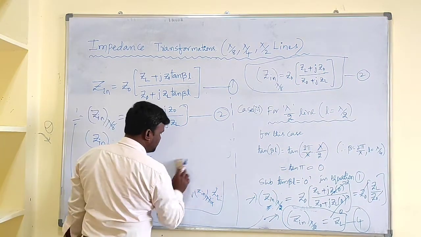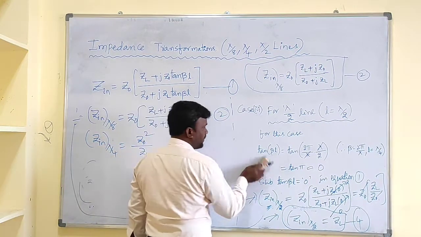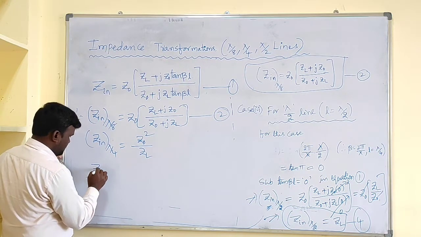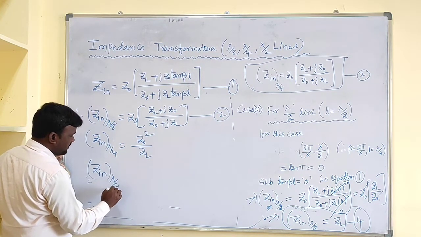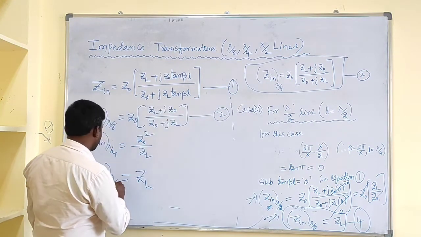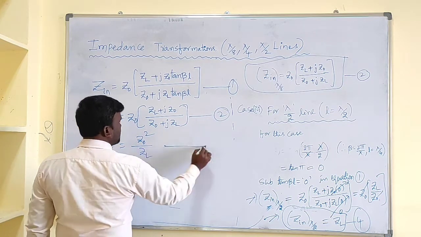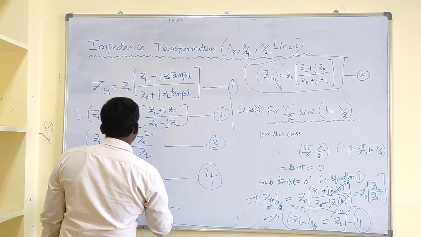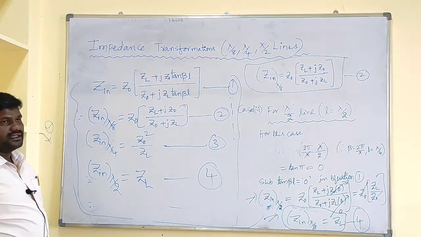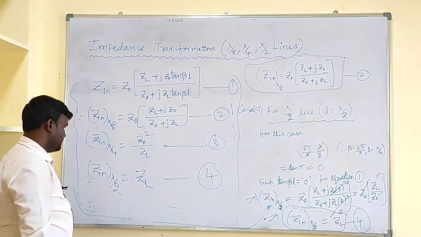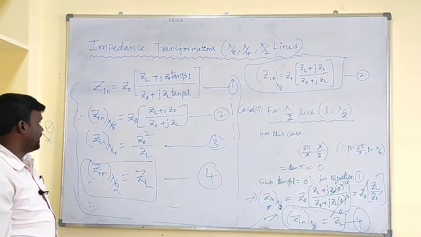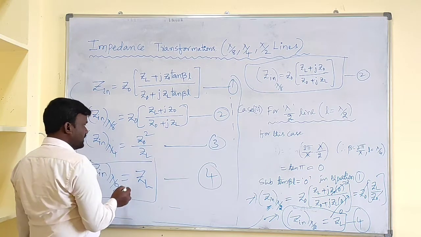Now let us go for Zin of the lambda by 2 line. Just now we derived that Zin for the lambda by 2 line becomes ZL. This is equation number 4. It means that if the length of the line is changed to lambda by 8, lambda by 4 and lambda by 2, then the impedance is transformed like this. In this case, the input impedance equals the load impedance for the lambda by 2 line.